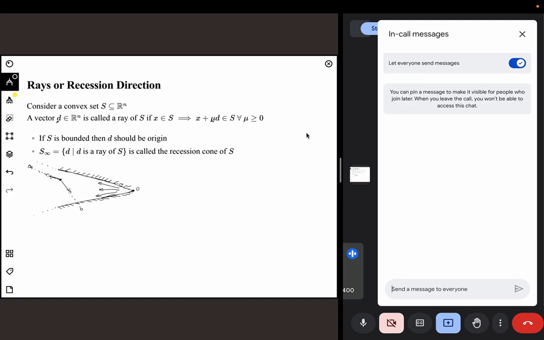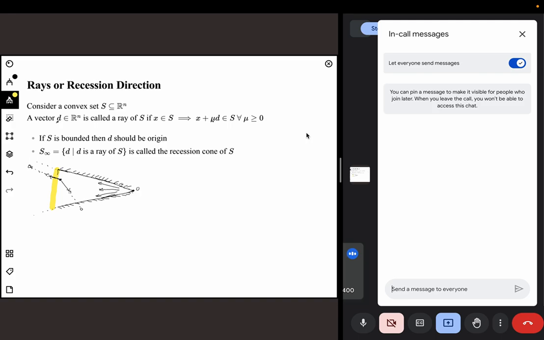Now what can happen if you have a bounded set? Whenever you are bounded, it means that you cannot actually go beyond a certain point. Let's say I have a bound here. So there is a bound like this. The moment I have a bound like this, then this particular arrow that I'm showing here cannot be a ray, because I can always scale it and then it will fall outside the domain.